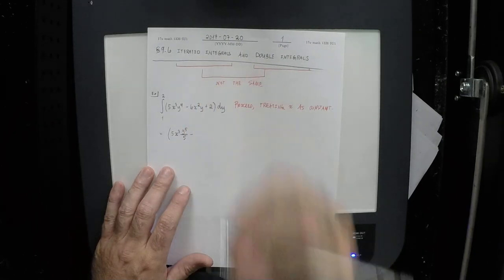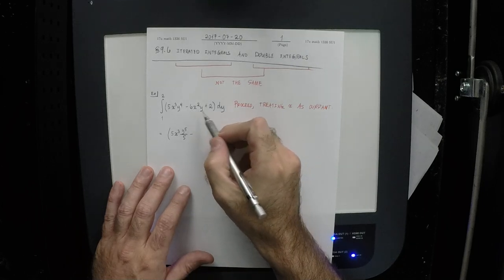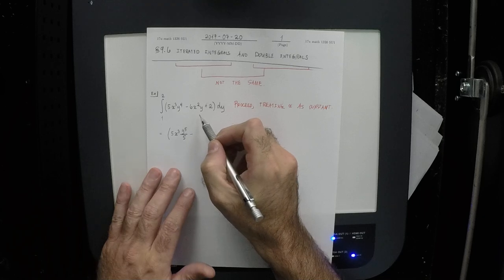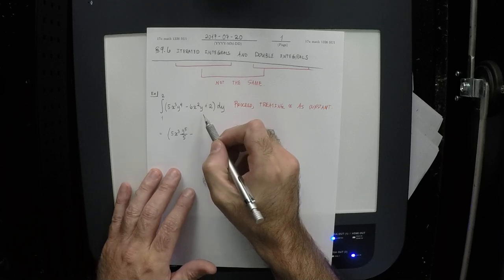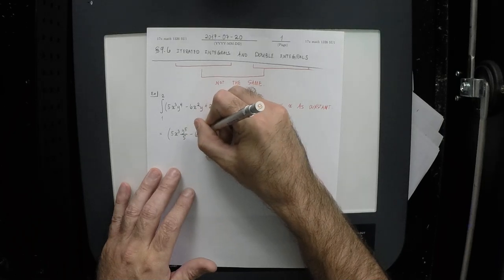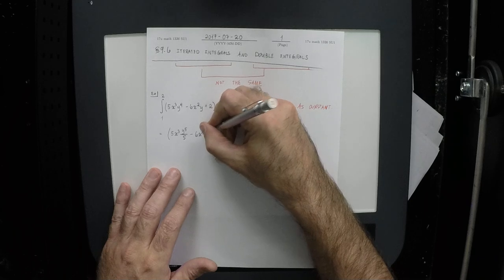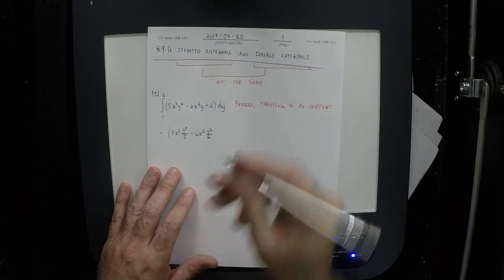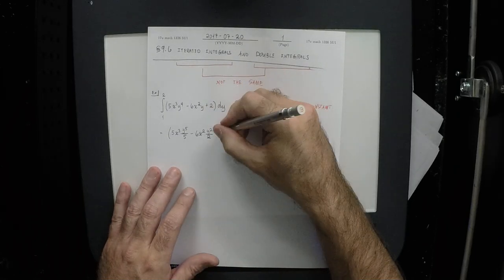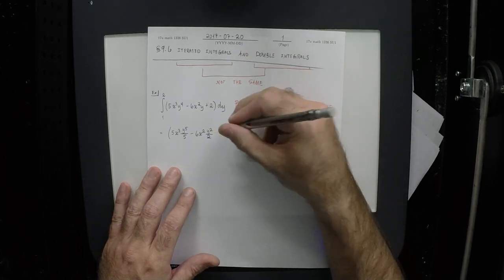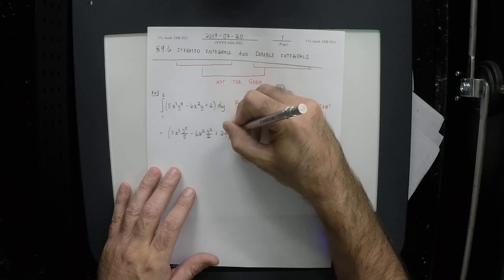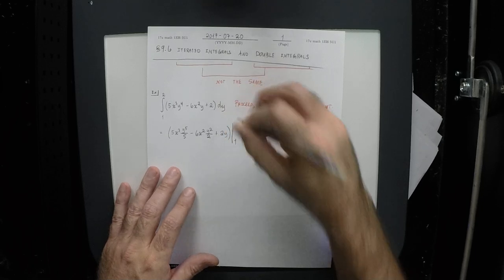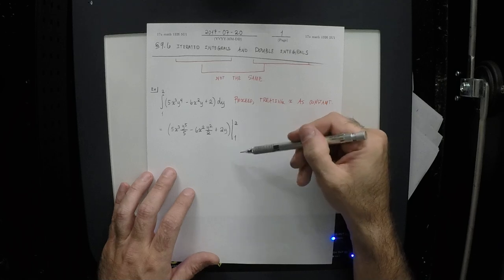Okay, then minus, what is the antiderivative of 6x squared y with respect to y? Mm-hmm. 6x squared, y squared over 2. And I agree that there'd be some little bit of cancellation. What is the antiderivative of 2? 2y. And then we'll do this for the fundamental theorem. We'll go from 1 to 2.